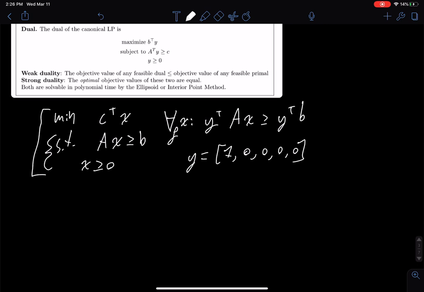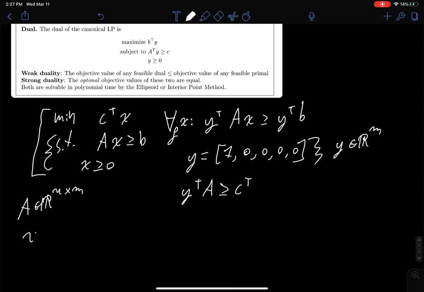But I'm not actually going to consider just any y. I'm going to make the decision that I want to consider only those y such that y transpose A is greater than or equal to c transpose. And this is perfectly reasonable to do. We wrote above that we could pick any y whatsoever in R^m, where we're basically just defining A to be a matrix in R^(n by m), and x is an element of R^n. We're going from saying y can be any element of R^m to saying that y is only going to exist in a certain linear subspace of R^m.